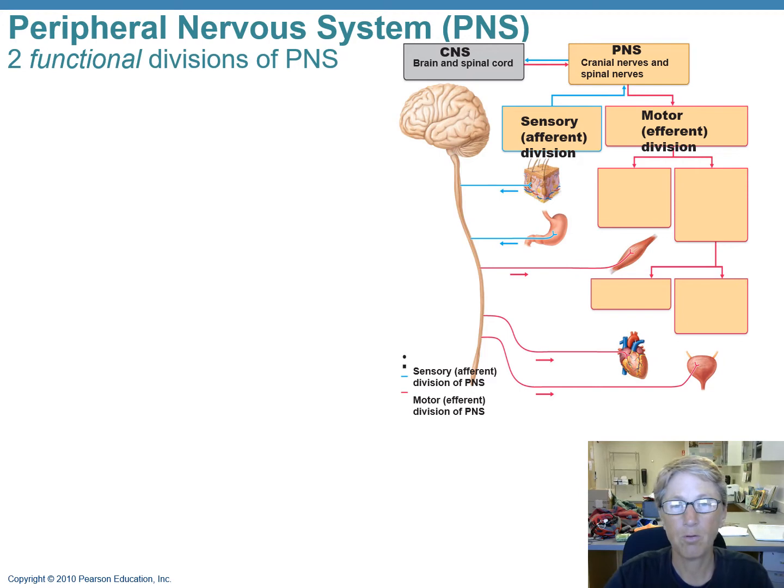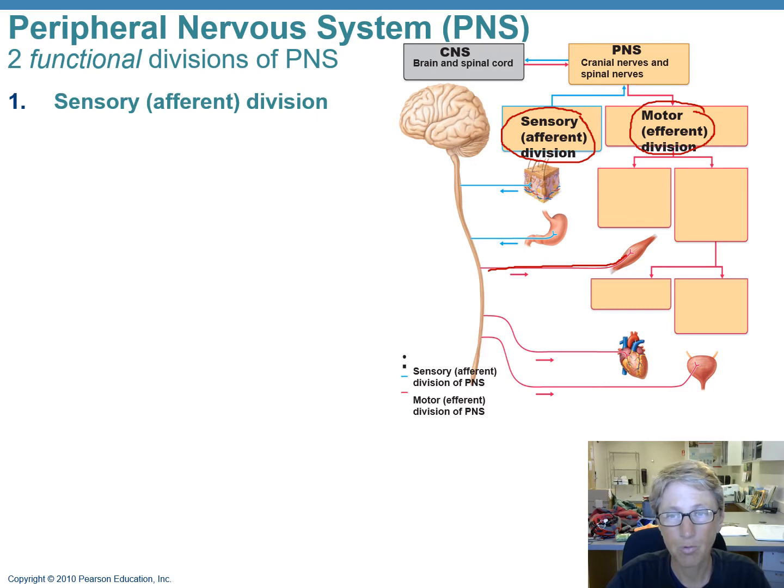There are two functional divisions of the peripheral nervous system, but remember, we have a whole module dedicated to the peripheral nervous system. So this is just an overview. The first is the sensory afferent division. That's where you're sensing things in the periphery and sending that information about what you sensed to the central nervous system. And then the motor efferent division of the peripheral nervous system. That's where the central nervous system sends out commands with these red motor neurons to effectors in the peripheral nervous system.